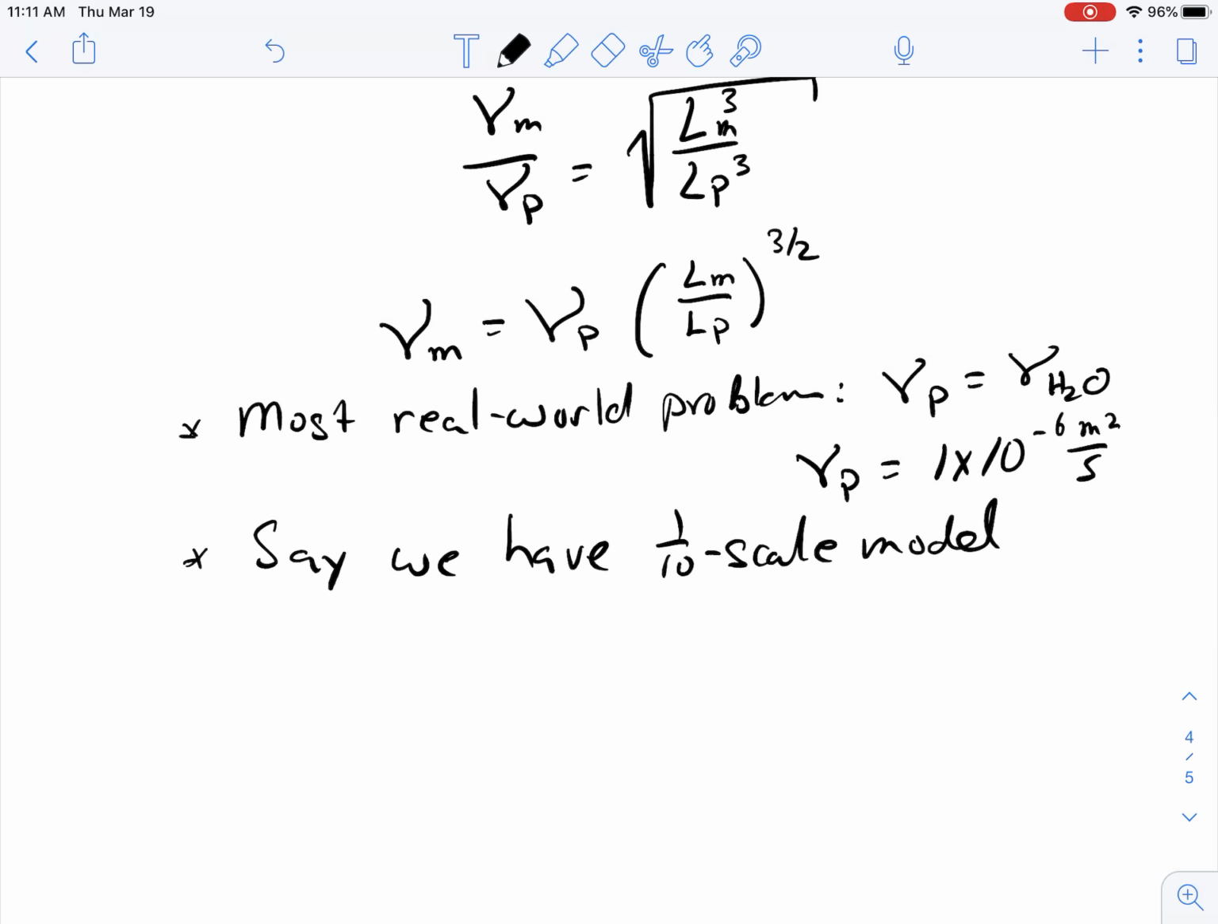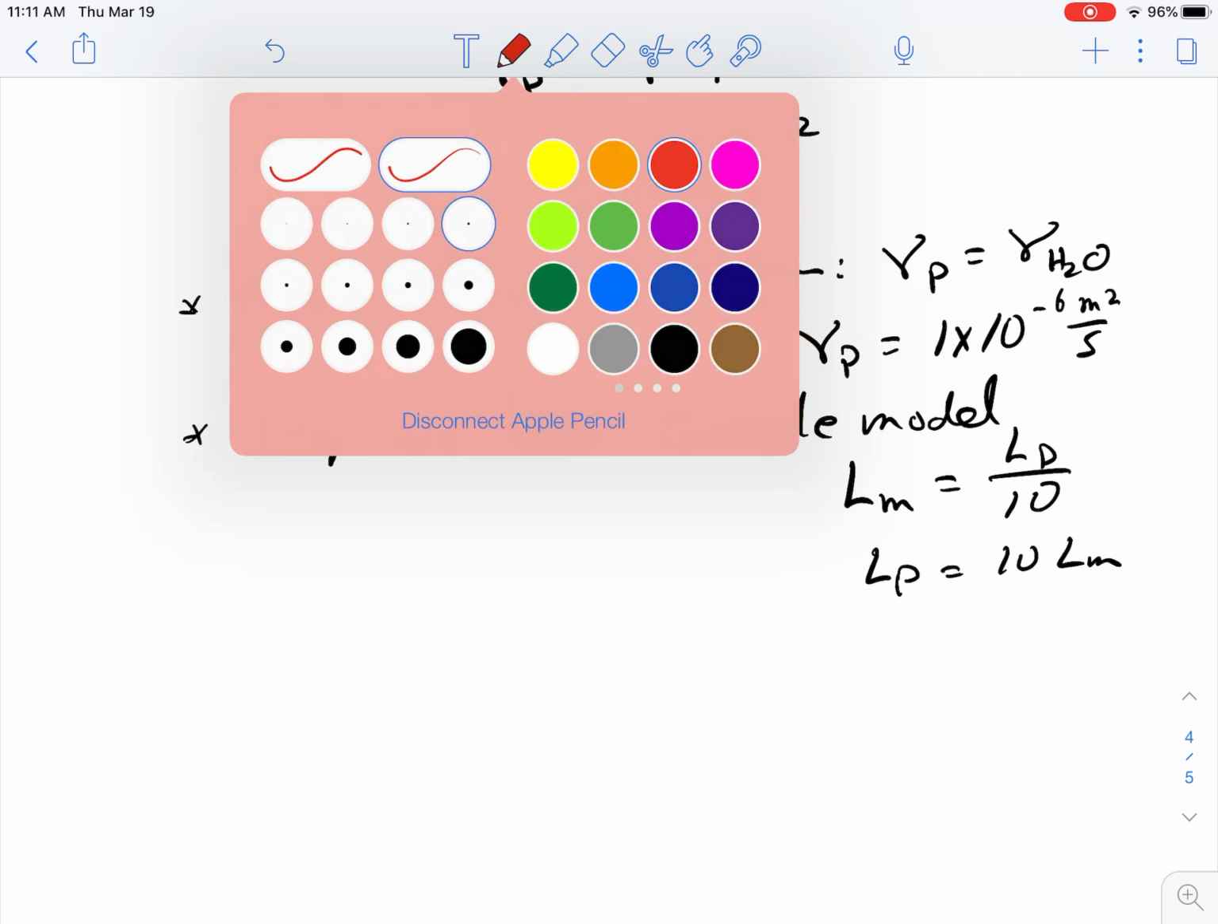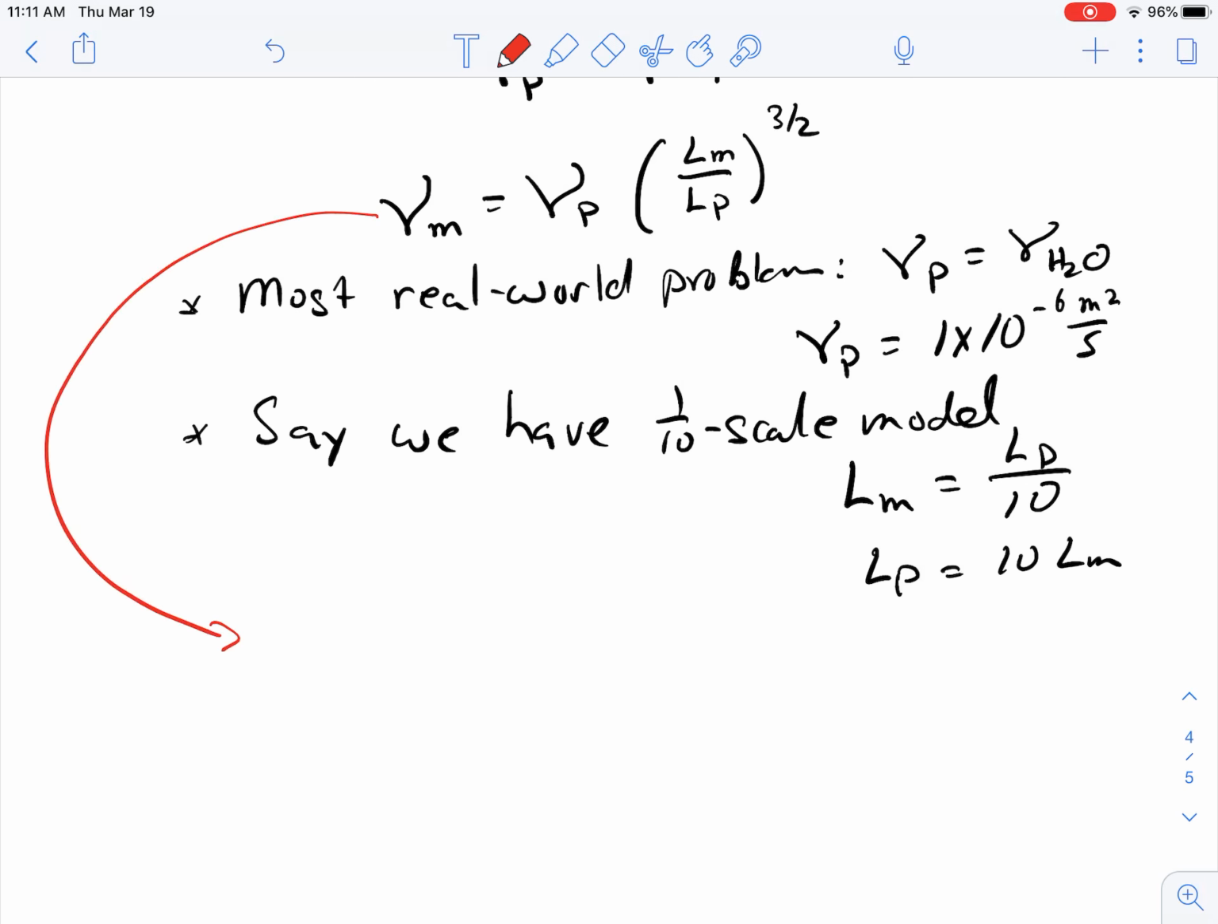So we're going to put a 1/10 scale model of a boat into our water flume, and we want to run this same experiment. If we have a 1/10 scale model, again, that means the model's length scale is equal to the length scale of the prototype divided by 10, or LP is equal to 10 Lm. And we can now substitute this into our equation that we have here for the kinematic viscosity.